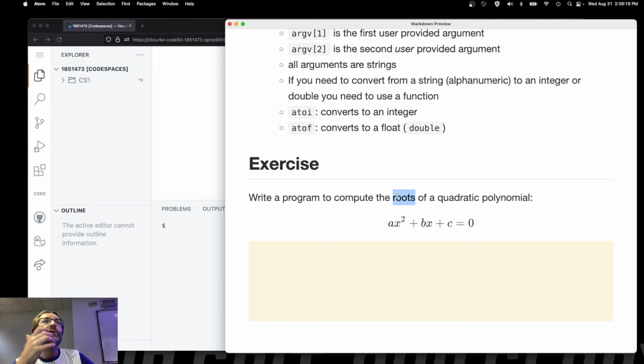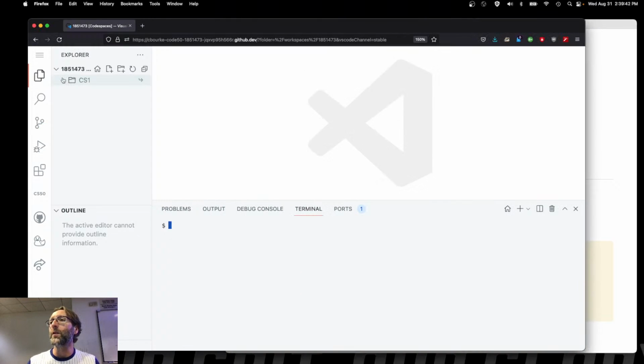What tools do we use for solving quadratic polynomials? Or what tool do we use? There's just one. Quadratic formula. Remind me, what is the quadratic formula again? Negative b plus or minus, 2 roots, right? Square root of b squared minus 4ac, over 2a, right? All right, so there's where we're going to go. That's what we're going to do today. We're going to just write this program from scratch, okay?